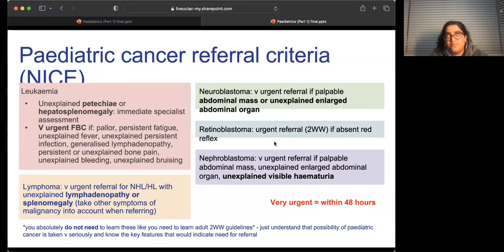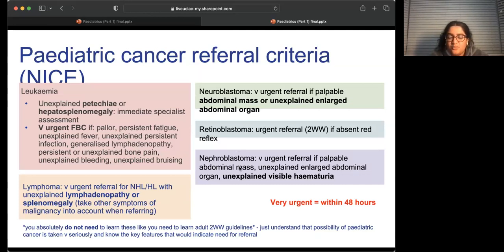And then retinoblastoma, you check that when the baby was quite small in their baby checks, so they will do the eye reflex and that'd be absent. When I did my pediatric placement in Luton, you get to do the baby check, so it's really cool to do that. I'm glad I didn't pick any of this up though.